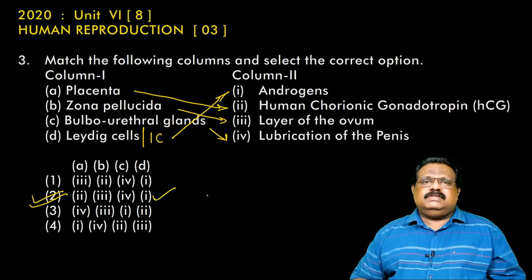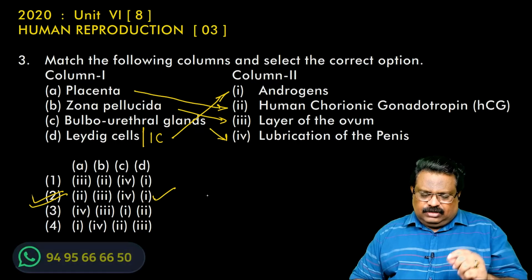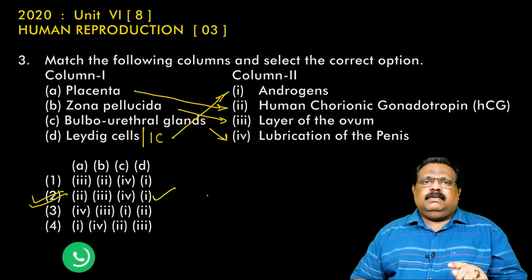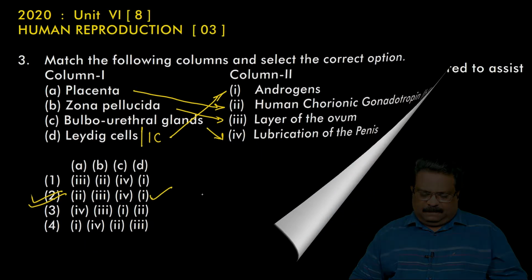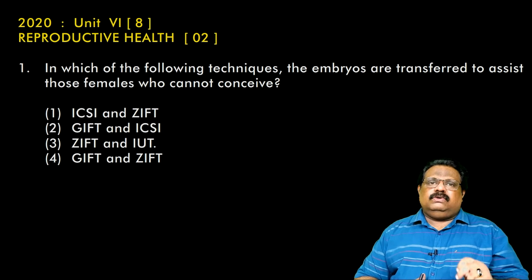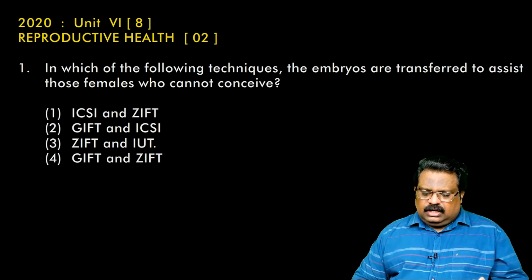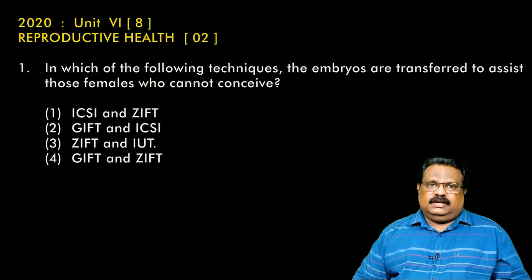So 3 questions from sexual reproduction in flowering plants and 3 questions from human reproduction. Totally 8 questions were there. Then the remaining 2 questions were from reproductive health. Okay. So from reproductive health, only 2 questions were there. The first one: in which of the following techniques are the embryos transferred to assist those females who cannot conceive? Actually, it is concerned with embryo transfer, isn't it?